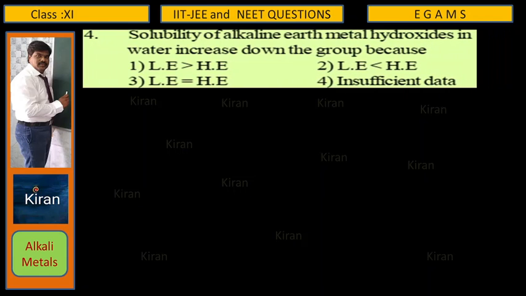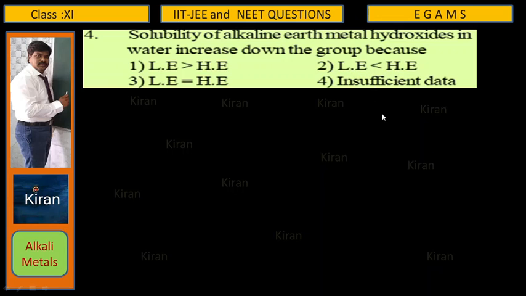Solubility of alkaline earth metal hydroxides in water increases down the group because... So either alkali metals or alkaline earth metals, the solubility in water increases down the group. Solubility is increasing, so because of which factor? The comparison is given in this case: lattice energy is greater than hydration energy, lattice energy is less than hydration energy, lattice energy is equal to hydration energy, or insufficient data. The solubility absolutely depends upon lattice energy and hydration energy.